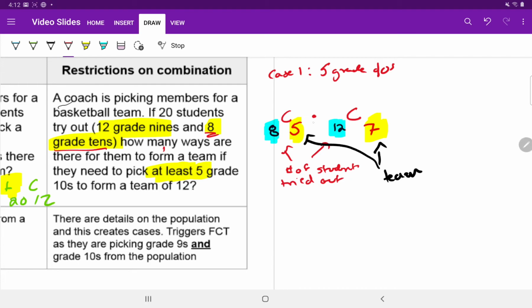Some of you might be wondering, why did we multiply there? I thought with cases we added. Well, this is still just one case, so I'm not going to start adding until I get to another case. And to be clear, I'm linking these two statements here with the word "and".